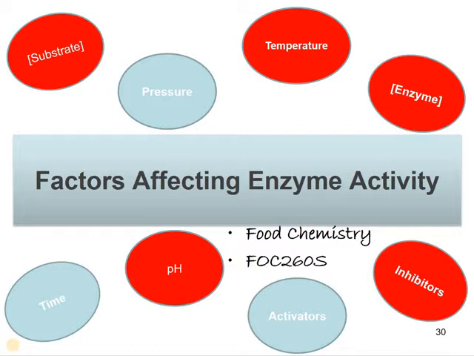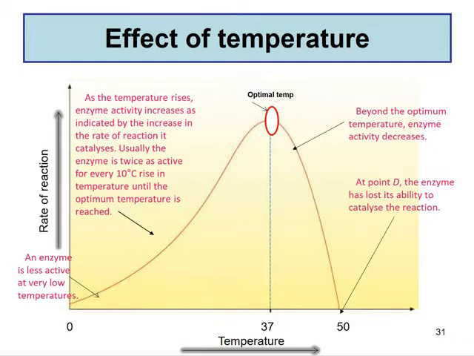In this section, we're going to focus on the factors affecting enzyme activity, which are your substrate concentration, the pressure of the system, the temperature, the concentration of the enzyme, the time for the reaction to take place, the pH of the system, and then lastly, the presence of activators and what we call inhibitors. So the first factor that we're going to talk about would definitely be temperature.